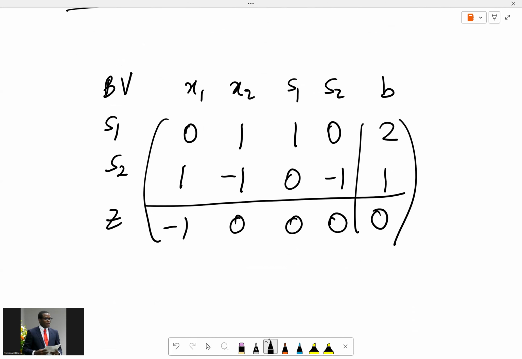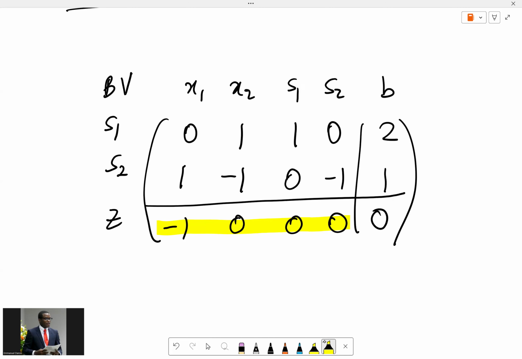And how do you know if you need to iterate, basically? The way to know is to check this Z row. And for the Z row, you discover that there's a negative place there.